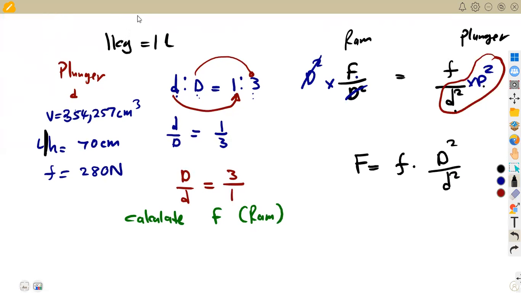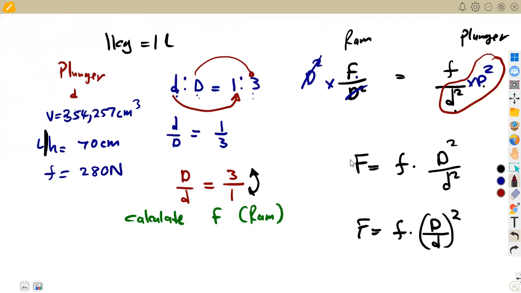So you are supposed to write in a way that you understand the ratio that you are given. Since you have d over d, the ram over the plunger, we can write it in the same way. Remember, these two are being squared. So it simply means we've got the force times d over d, everything being squared. That is what it means there.